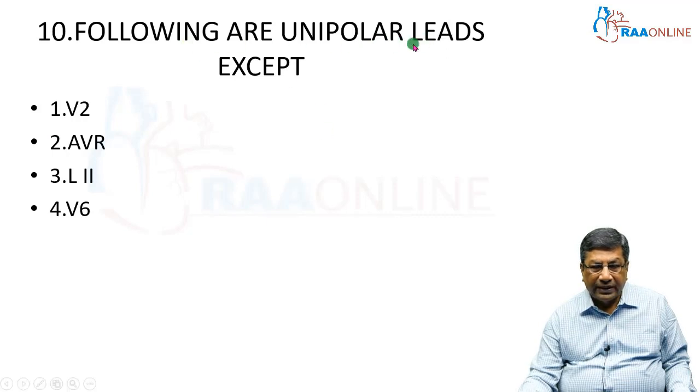Following are unipolar leads except: V2, AVR, L2, V6. Here, L2 is a bipolar lead. All the other three answers are unipolar leads. So the except lead is L2, which is a bipolar lead.